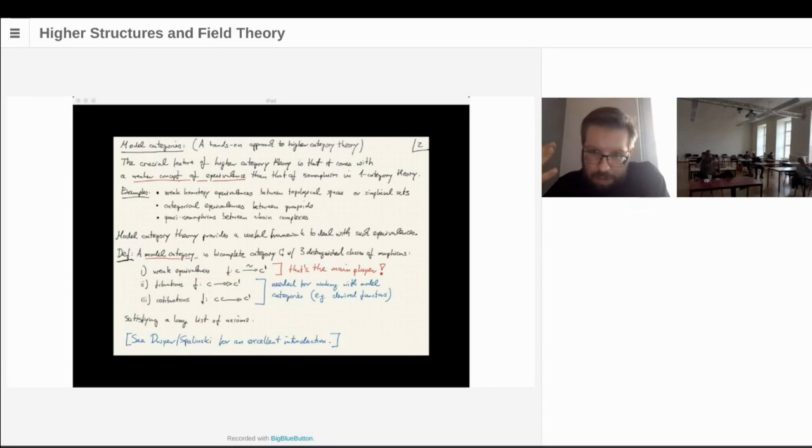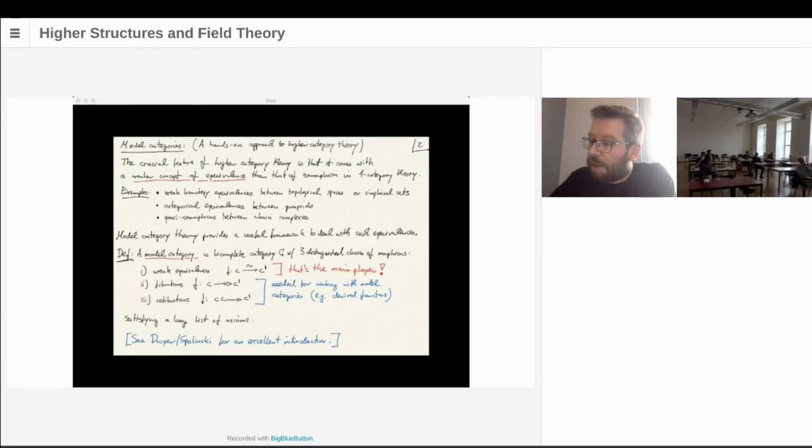This distinguished class of weak equivalences tells me what are the maps I want to treat as relating objects being the same. Now, in addition to that, you have some additional two classes of maps. These classes of maps are not the main player, I would say, but they are some technical handle you need in order to consistently work with weak equivalences.